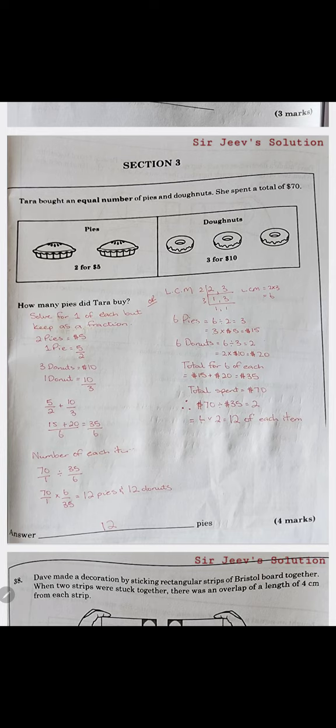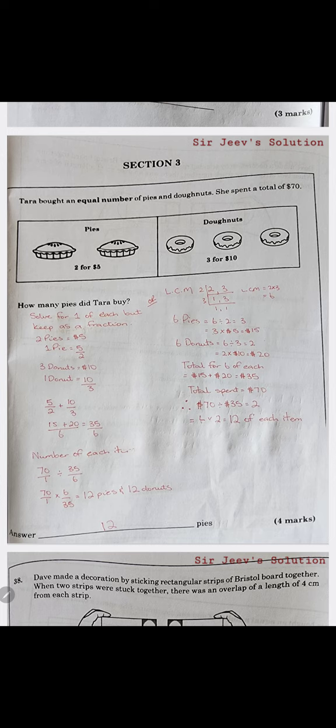So what we'll do is calculate the total cost of one of each, which is 5 over 2 plus 10 over 3, and we'll get 35 over 6. So therefore, the number of each item will be the total amount of money, which is the $70, divided by the cost of one of each, which is 35 over 6. When you divide fractions, you invert and multiply. So 70 over 1 multiplied by 6 over 35, and we'll get 12, which means she purchased 12 pies and she purchased 12 donuts.